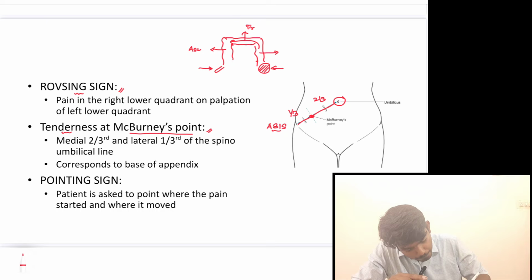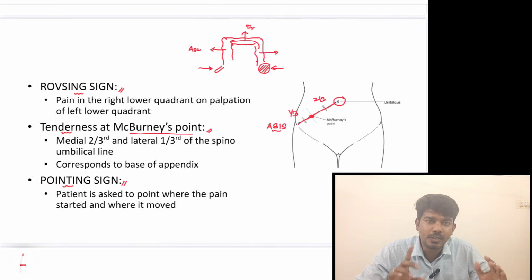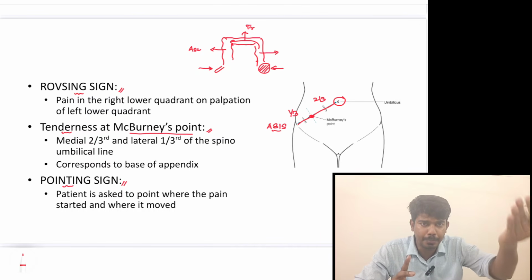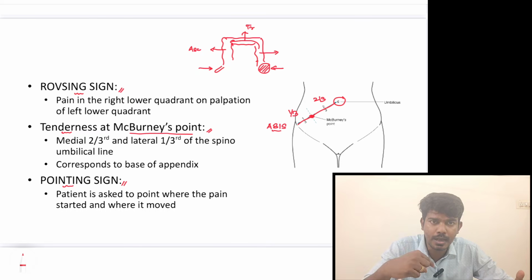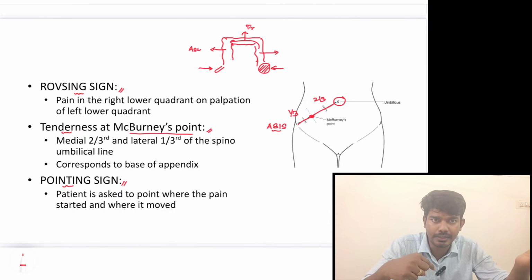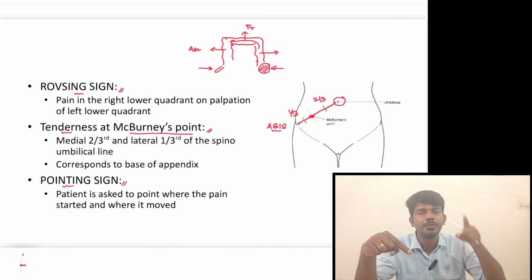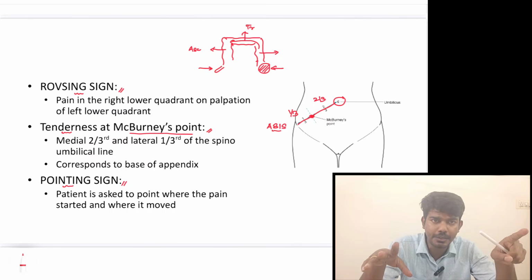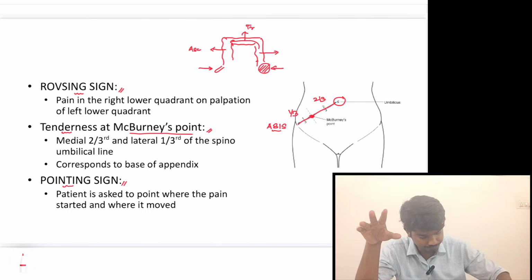Then the pointing sign. What does this pointing sign describe? We have to ask the patient to point where the pain was earlier and where the pain is now. The patient will be pointing towards the umbilicus, saying the pain was there earlier. Now they will be pointing towards the right iliac fossa. So that is the pointing sign.